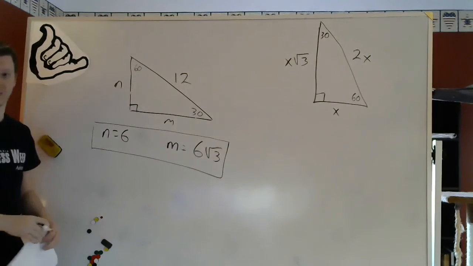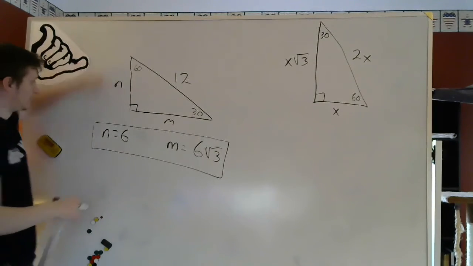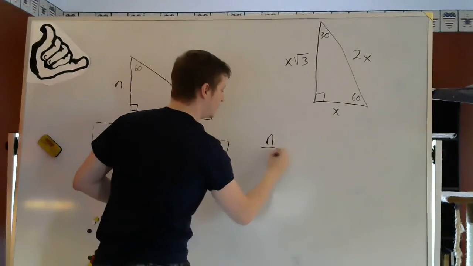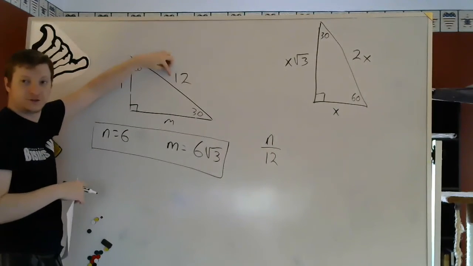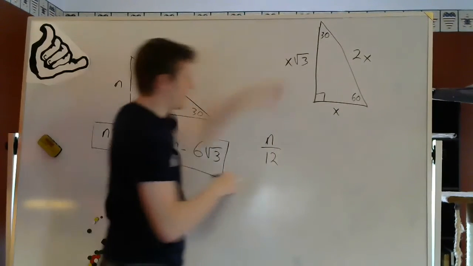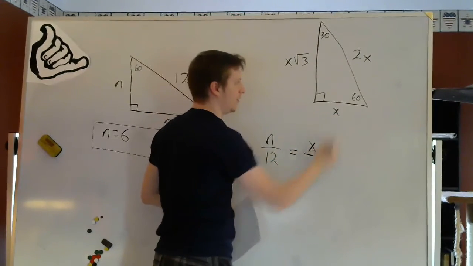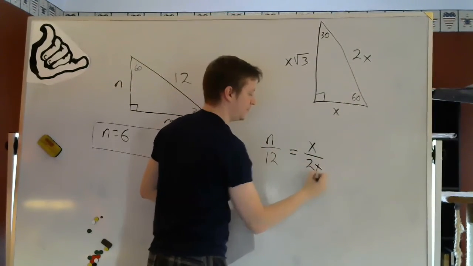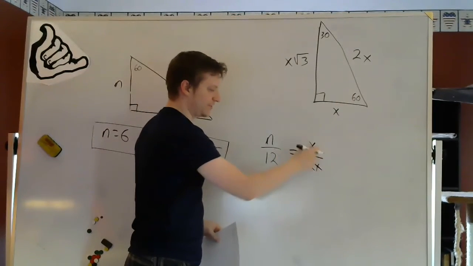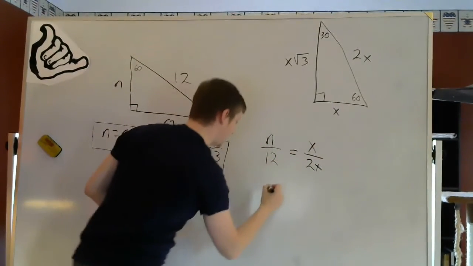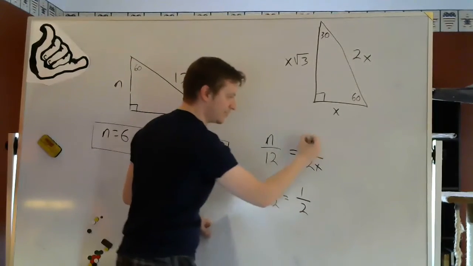If we wanted to do this as a proportion, let's say that I wanted to find this N value first. So I could do N over 12. That's the short side over the hypotenuse. And I could set that equal to, in my other one here, the short side over the hypotenuse. Now my x's are going to cancel out, so this leaves me with 1/2. N over 12 equals 1 over 2 when you cancel out your x's.